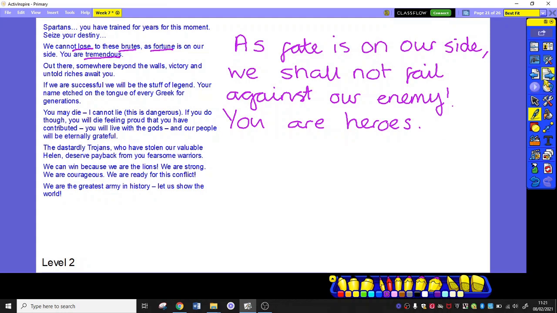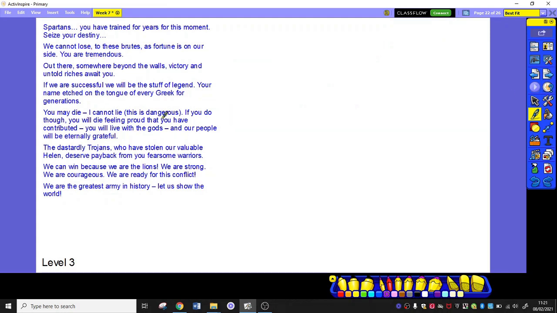Let us move on to look at a level three mimic. So we've got out there, somewhere beyond the walls, victory and untold riches await you. So this is about me being victorious. So I'm going to rewrite this now as if I want to be victorious, or what will happen when I'm victorious. So I might say, I like the word victorious.